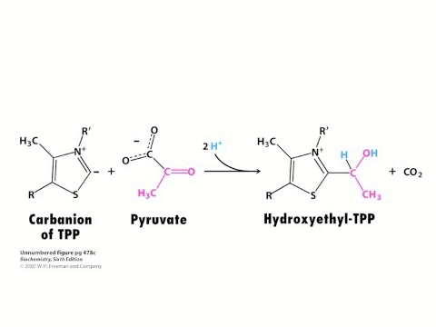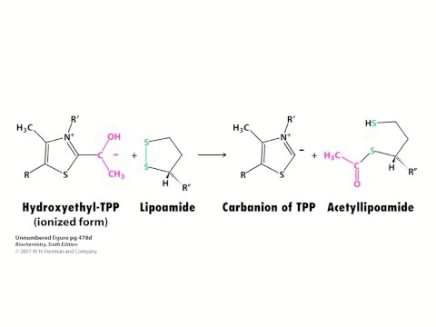And so the mechanism goes like this. First, we have the formation of the carbanion that attacks pyruvate. Once this happens, we end up with decarboxylation, and so the end product is hydroxyethyl TPP and carbon dioxide. And so now we're going to oxidize and transfer the hydroxyethyl portion of hydroxyethyl TPP. We're going to oxidize it and transfer it to one of the sulfurs of lipoamide. This results in the formation of the carbanion of TPP again, and acetyl lipoamide.